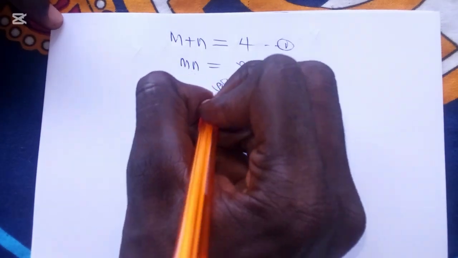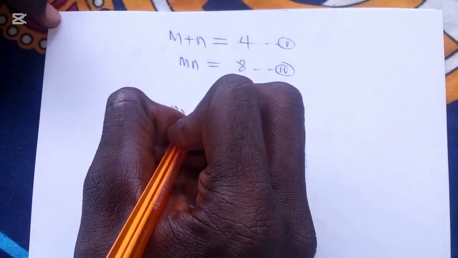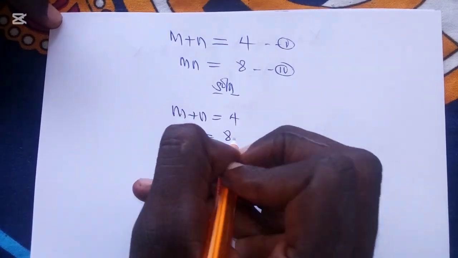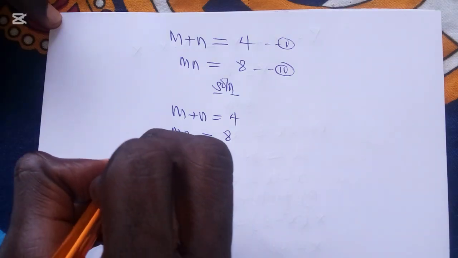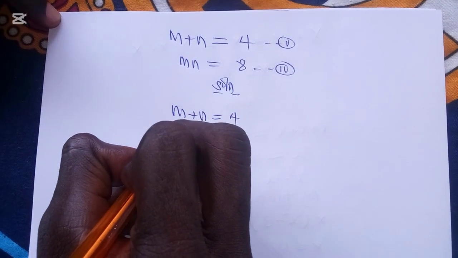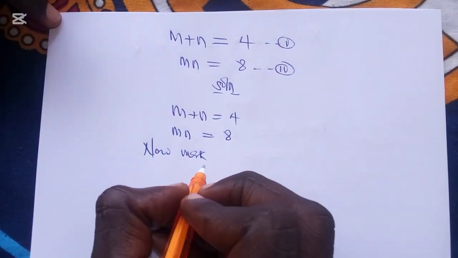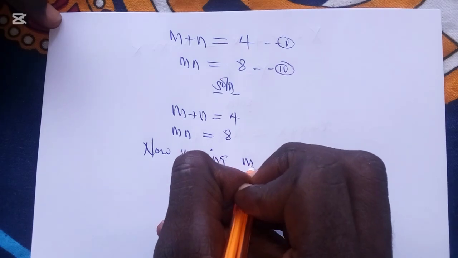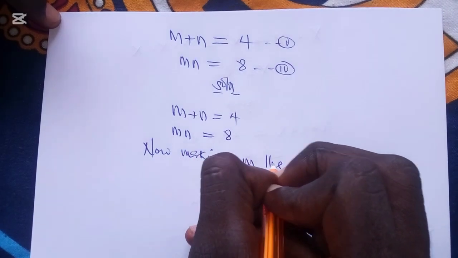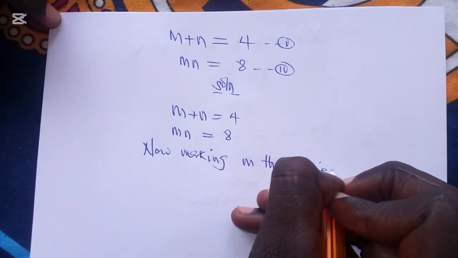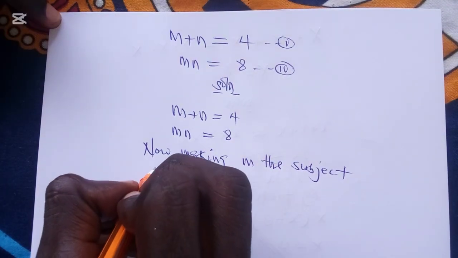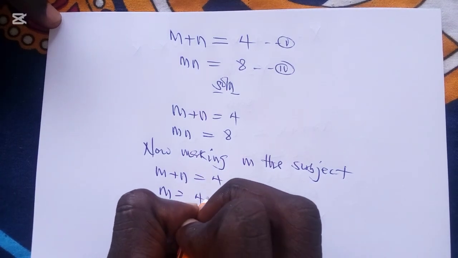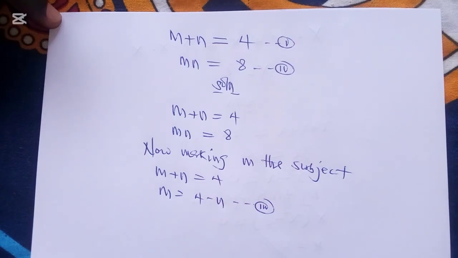Solution. Now since we are given m plus n is equal to 4 and we are given mn as 8. Now the first step, let's make m the subject. Then from this point, since we have m plus n is equal to 4, then m becomes 4 minus n. You can see this is our equation 3.